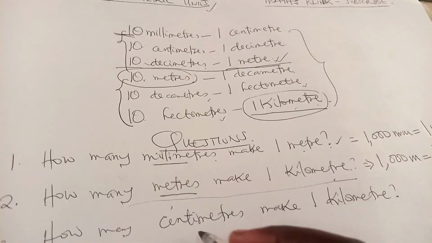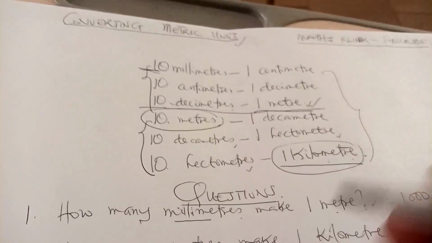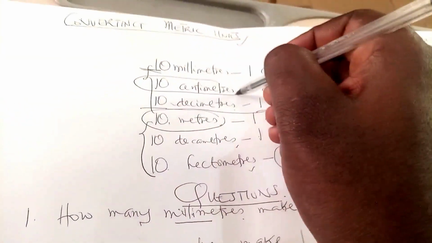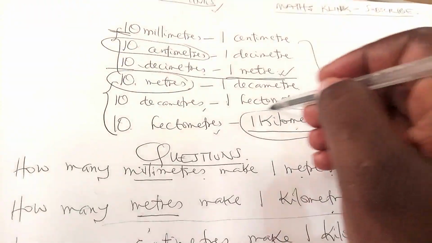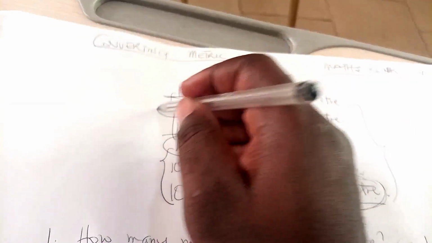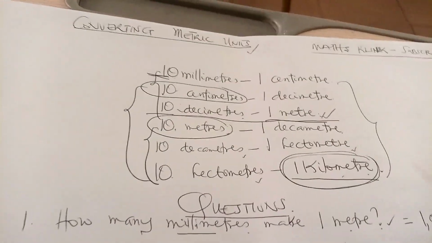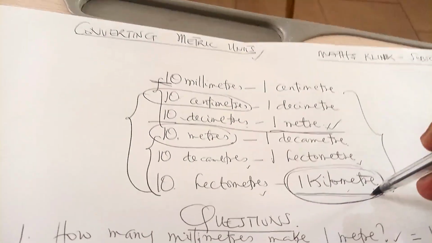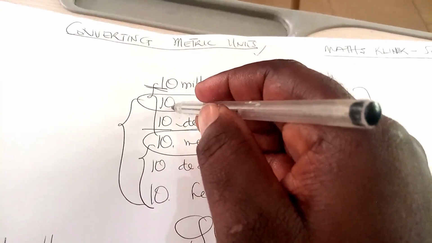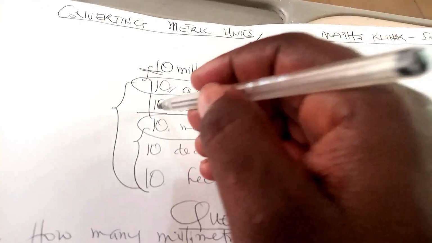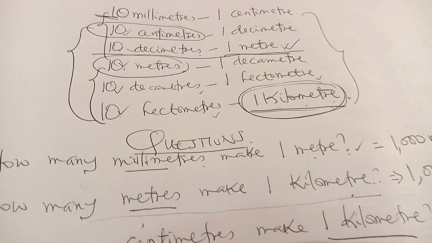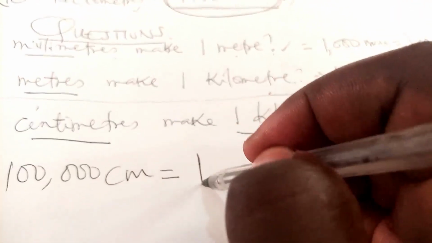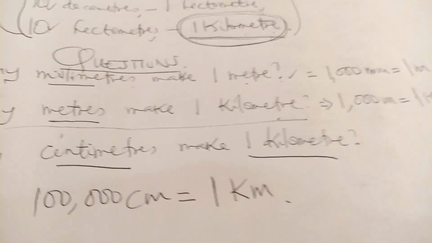Alright, so let's quickly identify the centimeters to our left. So this is the centimeters on our left, and we are looking for 1 kilometer. So this is 1 kilometer. So let's count the number of zeros or steps to arrive at 1 kilometer. So counting from the centimeter, what do we have? 1, 2, 3, 4, 5. So we can say 100,000 centimeters will give us 1 kilometer.